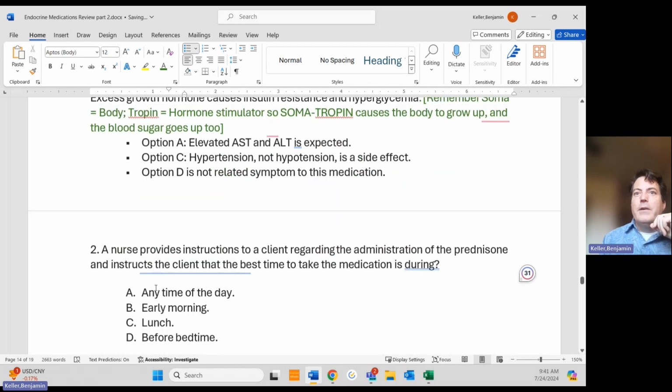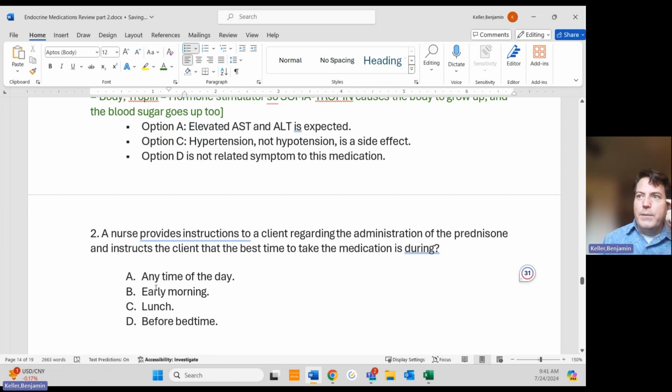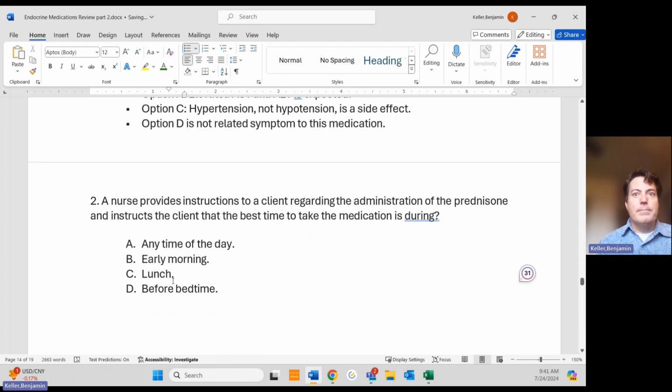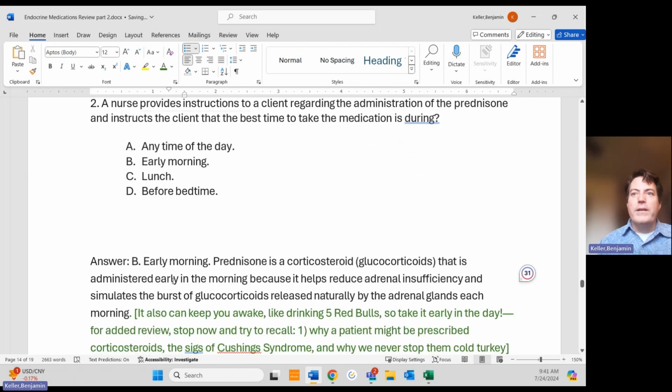All right, next one. The nurse provides instructions to a client regarding the administration of prednisone and instructs the client that the best time to take the medication is during what? Any time of the day, early morning, lunch, or before bedtime. Well, this will be provider driven. Sometimes they'll take it multiple times a day, but if it was one time a day, when is the best time to take it? Any thoughts? It's early morning, because prednisone is a corticosteroid that is administered early in the morning since it helps reduce adrenal insufficiency and mimics the glucocorticoids released naturally by the adrenal glands each morning.